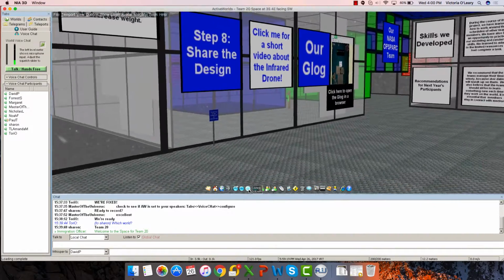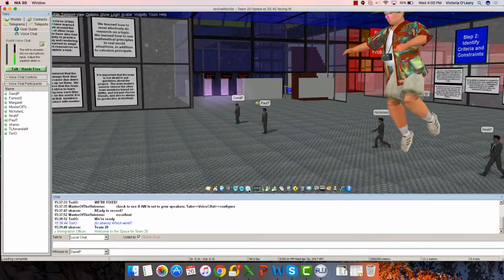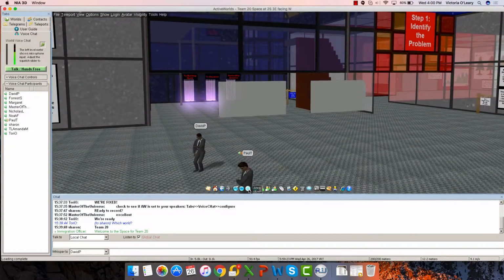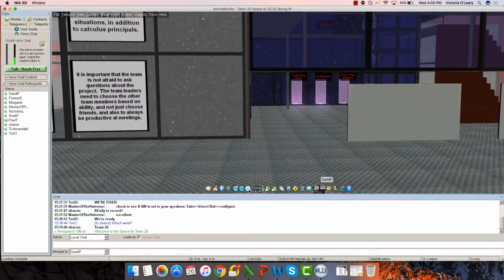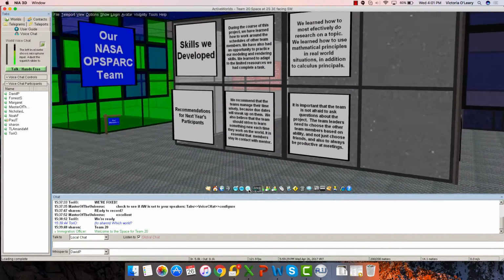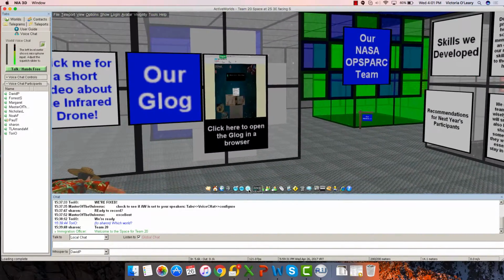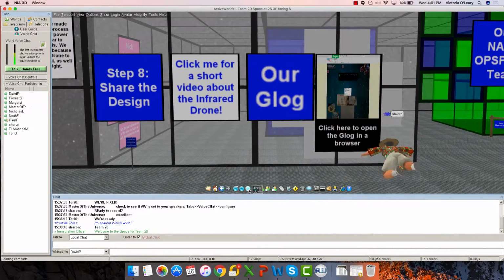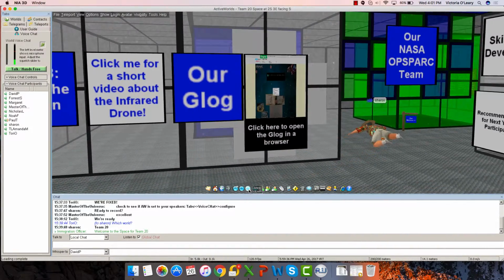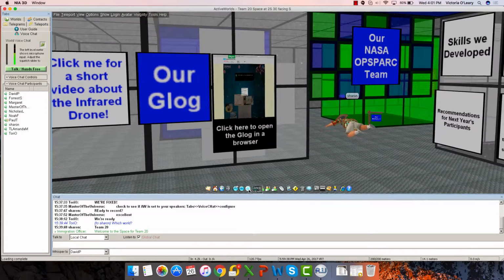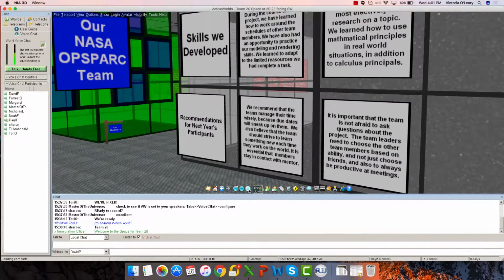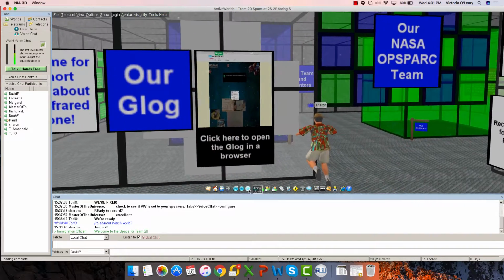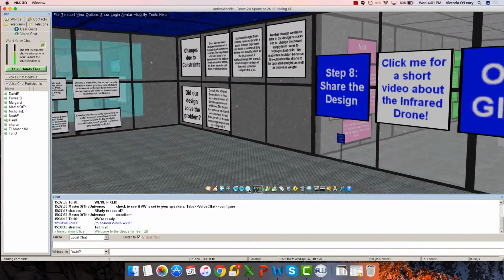So when we started with this project, the first step in the process was to make a glog. When we were making our glog, we came up with the original sketch that you saw in step 4. We have since made many changes to that, such as removing the solar panels, and we changed the location of the propellers from having one on each wing to having one propeller in the center.